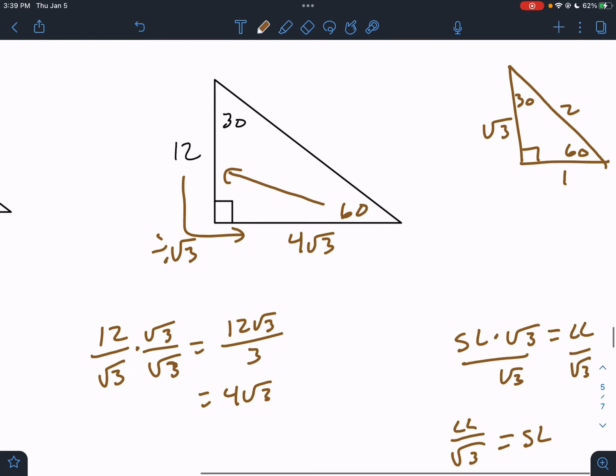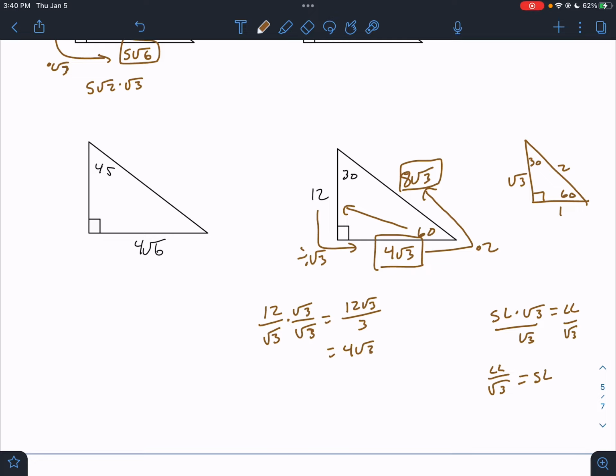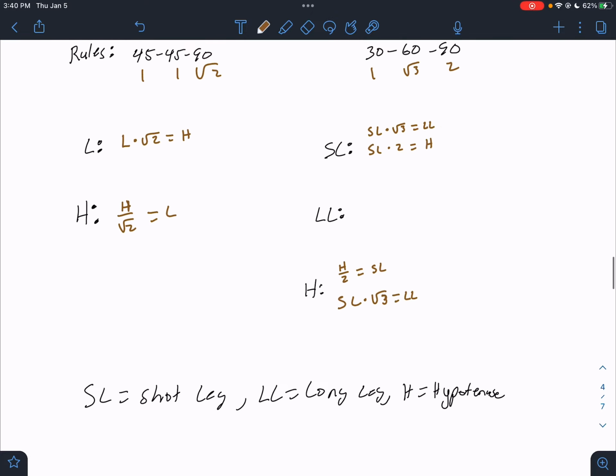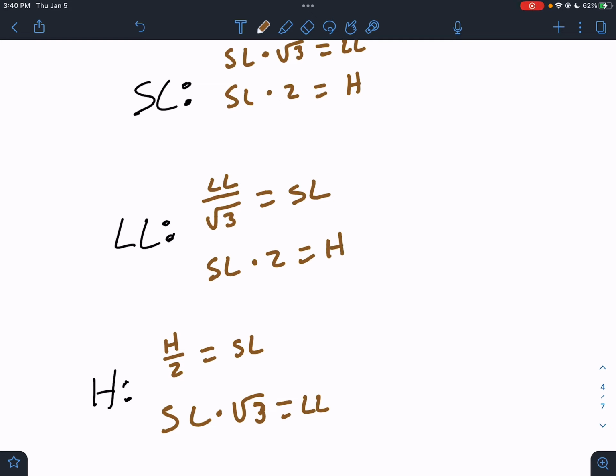And then once you have the short leg, how do you get the hypotenuse? You do times 2. That would be 8 root 3. So in this triangle, the missing sides are 8 root 3 and 4 root 3. That's some good stuff right there. So if you have the long leg, you have to take the long leg and divide it by the square root of 3 to get the short leg. Once you have the short leg, you need to multiply it by 2 to get the hypotenuse.